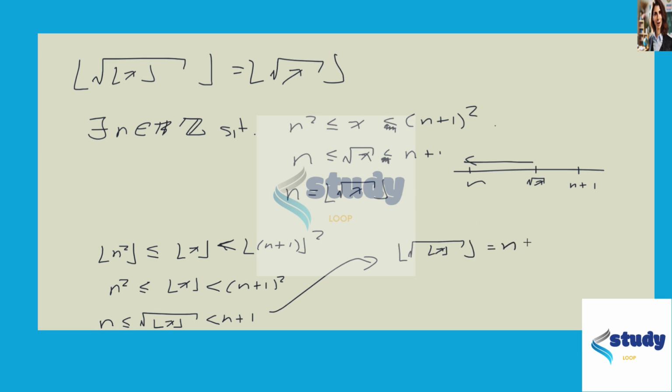But we know that n is equal to this number already. Oops, sorry, equal to floor of square root of x. So therefore, the equality follows.